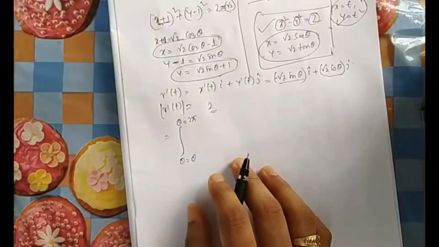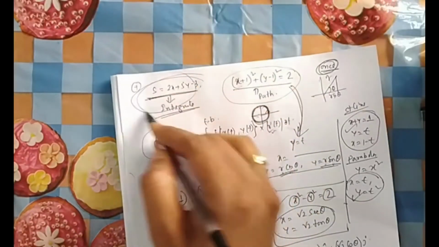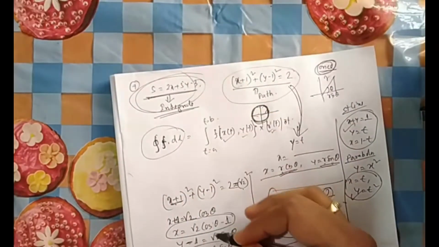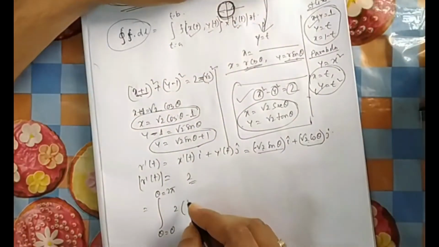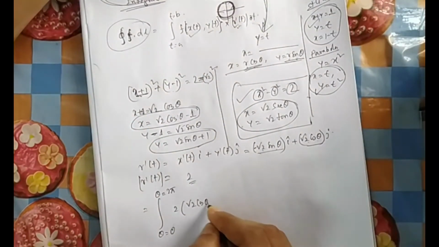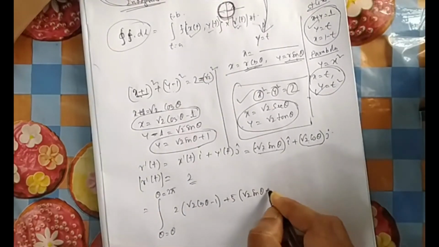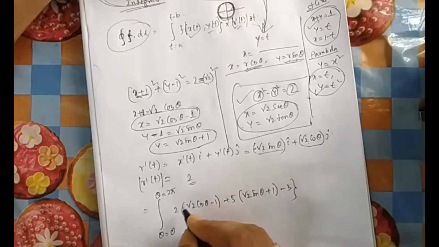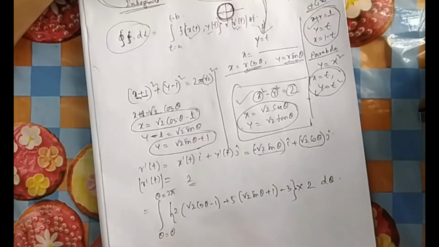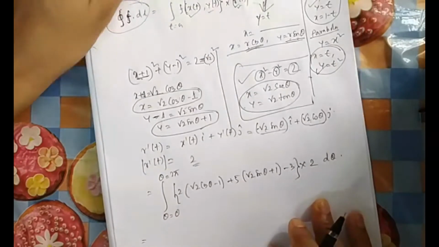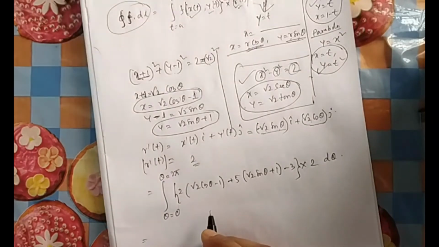You can see it. So instead of f, what is your f? f is your this function. So here we will put x and y in terms of thetas. So if we put, it will be 2x is equal to, what is x? Root 2 cos theta minus 1. What is y? Root 2 sin theta plus 1 minus 3. This multiplied by what is r dash t? 2 d theta. Done.